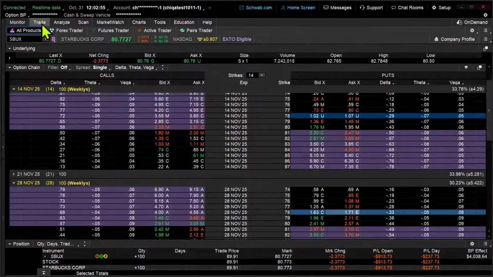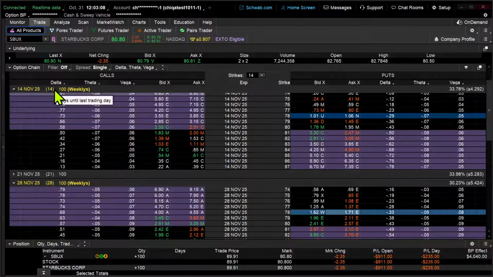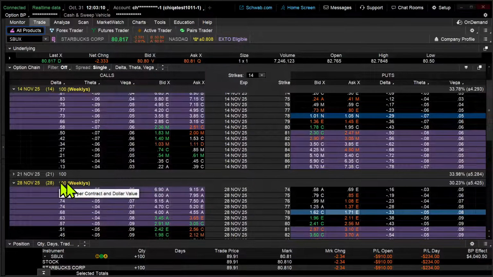So I've got the option chain pulled up here on the trade tab. We're looking at the 14 November expiration and the 28 November expiration. And if we come over here to the left-hand side, we see that those are our dates. We've got 14 days to go until expiration, 28 days to go until expiration.